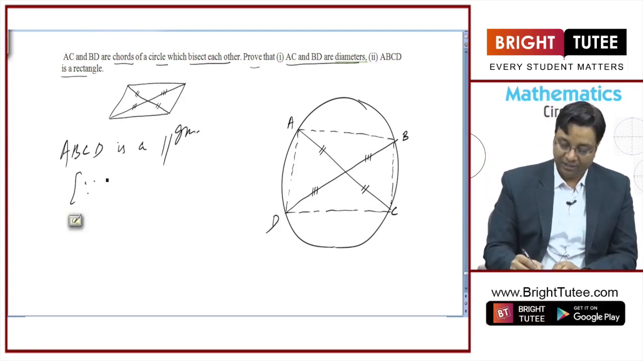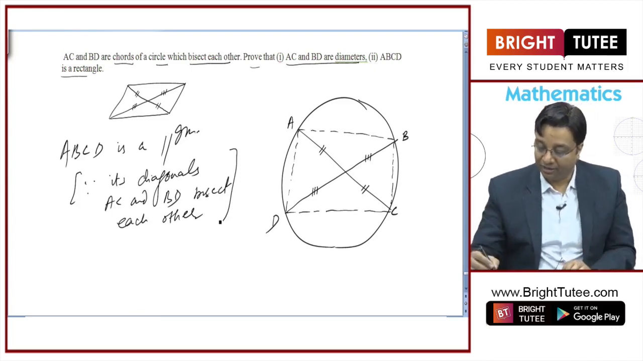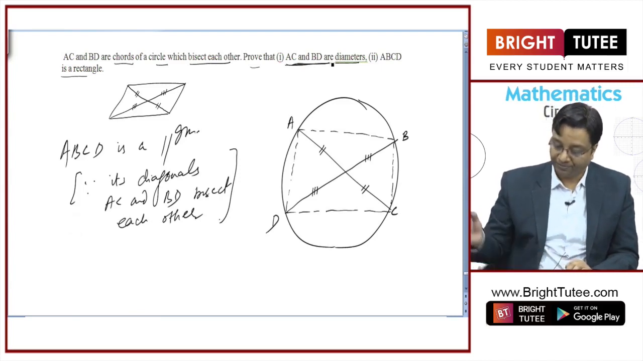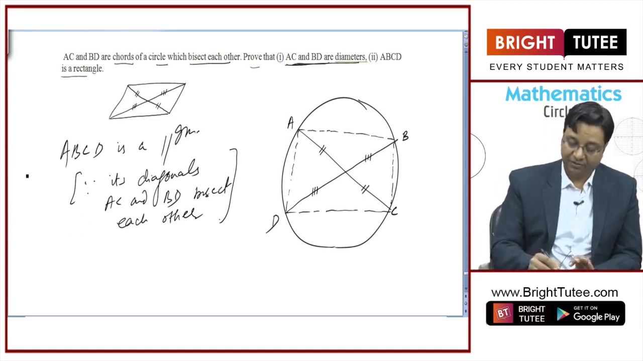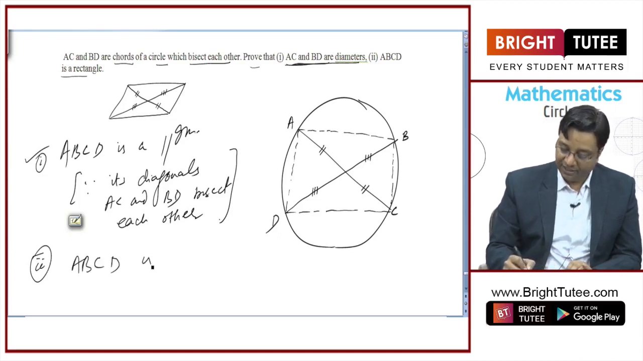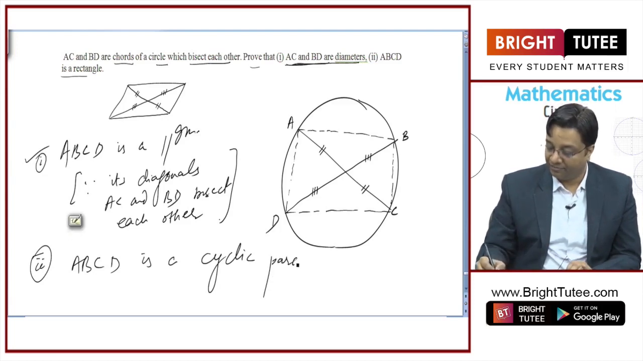So ABCD is a parallelogram because its diagonals AC and BD bisect each other, right? Now AC and BD are diameters. This is what we need to prove. Look, if ABCD is a parallelogram, number one thing. Second thing is that ABCD is a cyclic quadrilateral, or you can say a cyclic parallelogram.